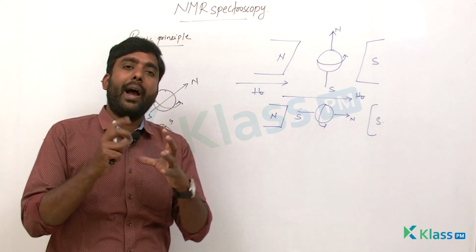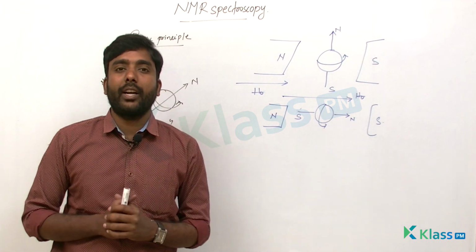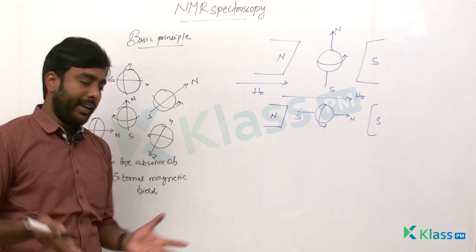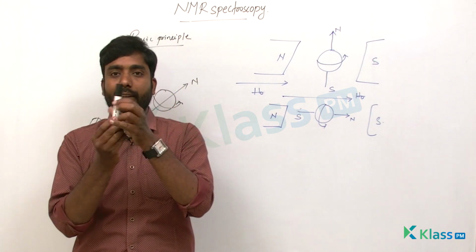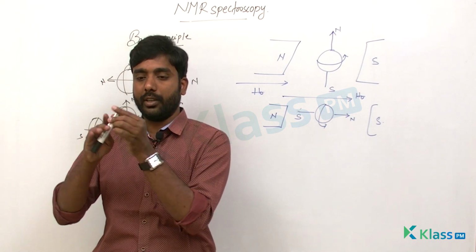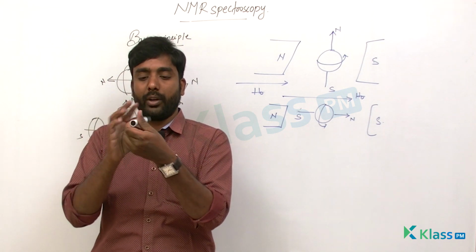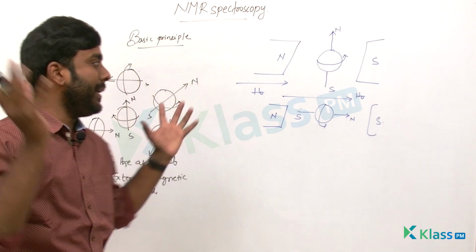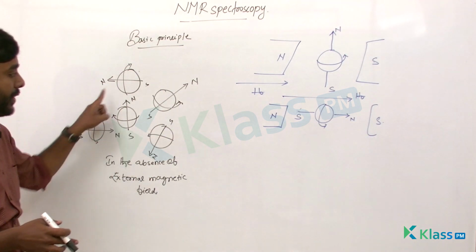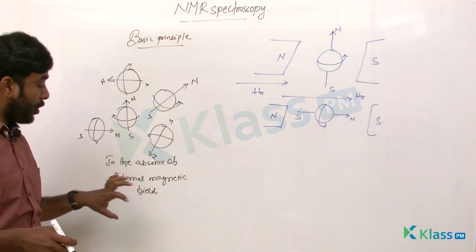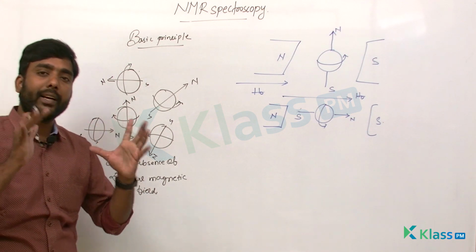See here, in the absence of an external magnetic field, the nucleus can rotate in any direction. It can rotate like this, or like this, it may be any direction. The orientation can be any way. These are the different orientations of the nuclei in the absence of an external magnetic field.